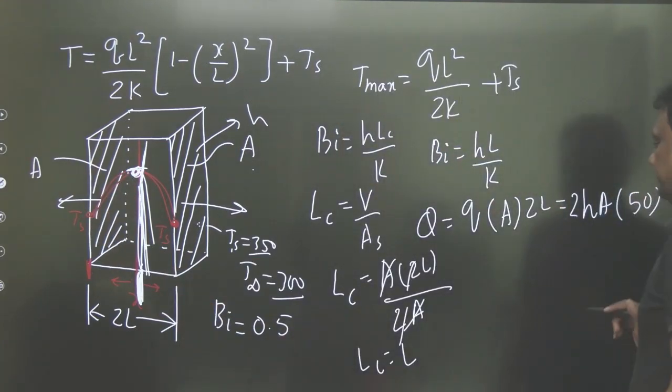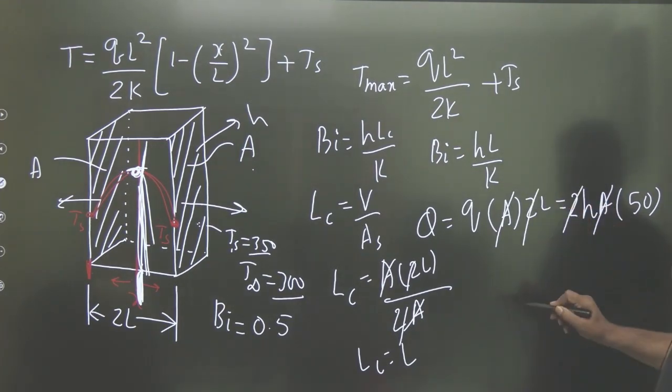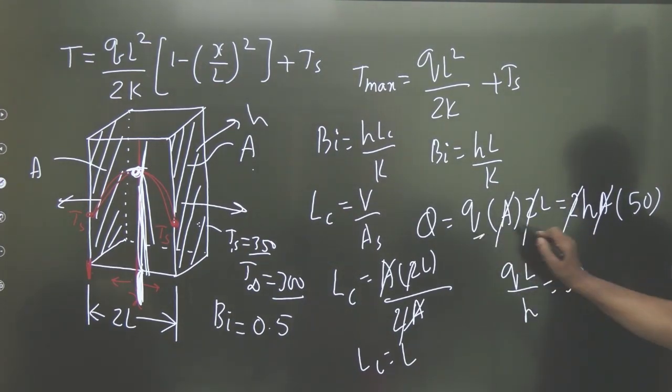So therefore the total is done. Now let me cancel the area. Anything more? 2 is gone. So Q into L by H is equal to 50.